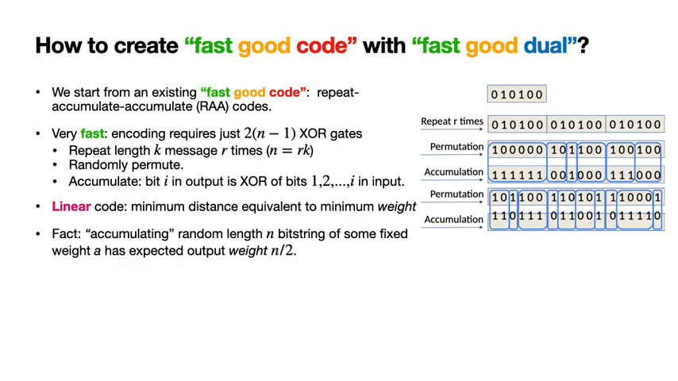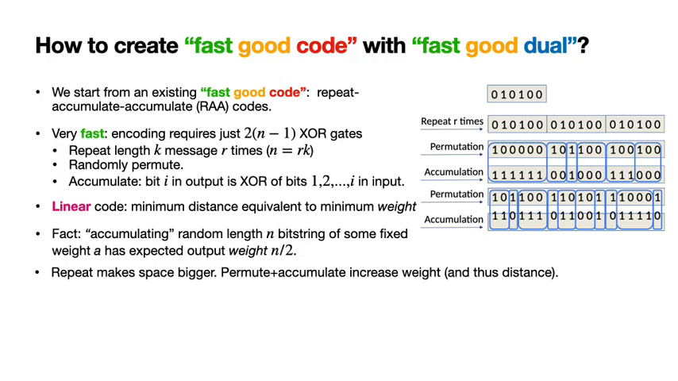This is exactly what we want. All the low weight messages that we start with will shoot up to a much higher weight through this operation, at least in expectation. At a very high level, the way this code works is that the repetition makes the space much bigger, and the permute plus accumulate operations slowly increase your weight and thus distance.